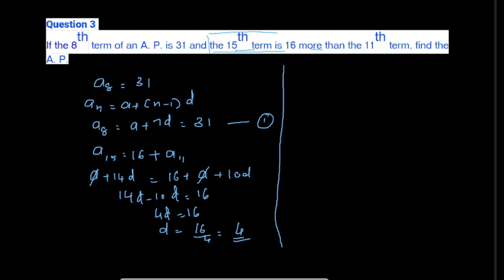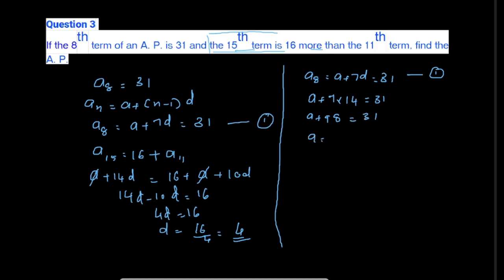How can we calculate A? We are given one equation, that is A8, given in the question. A8 is equal to A plus 7D is equal to 31. After getting D, we can substitute this D in equation 1. So A plus 7 into D, where D is equal to 4, is equal to 31. 7 fours are 28, so A plus 28 is equal to 31.